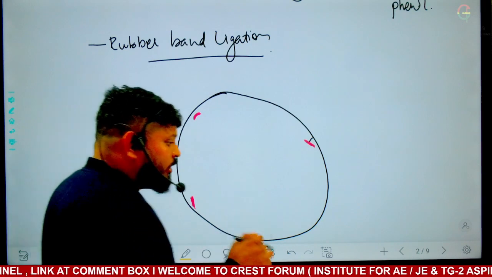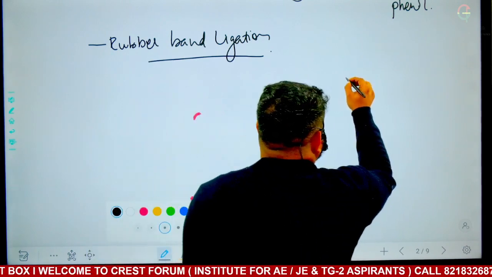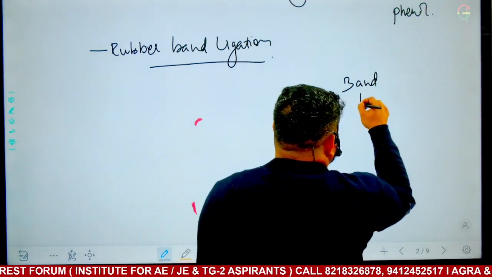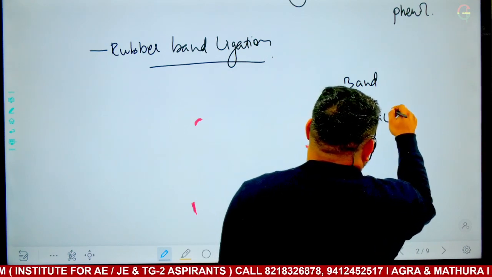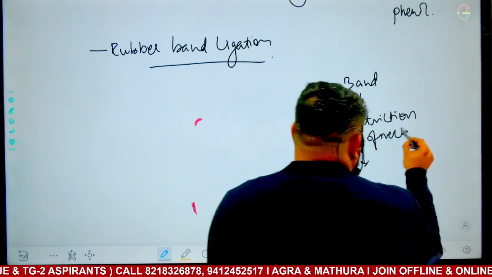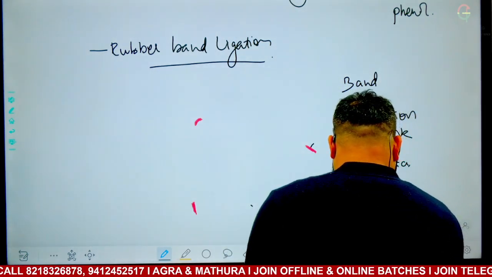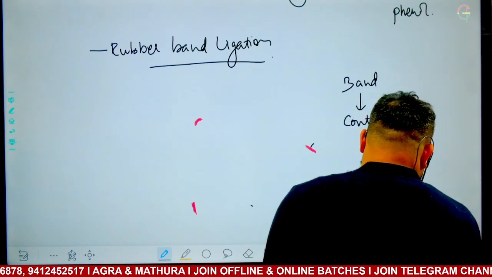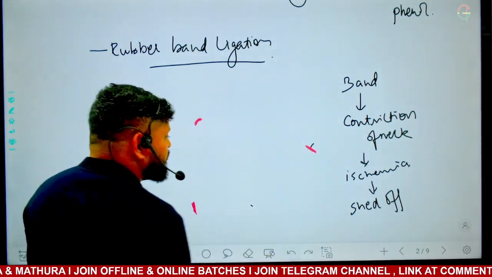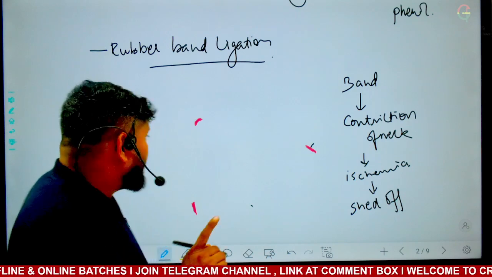How does it get shed off? Because the band causes constriction of the neck, which causes ischemia, and because of ischemia it gets shed off.